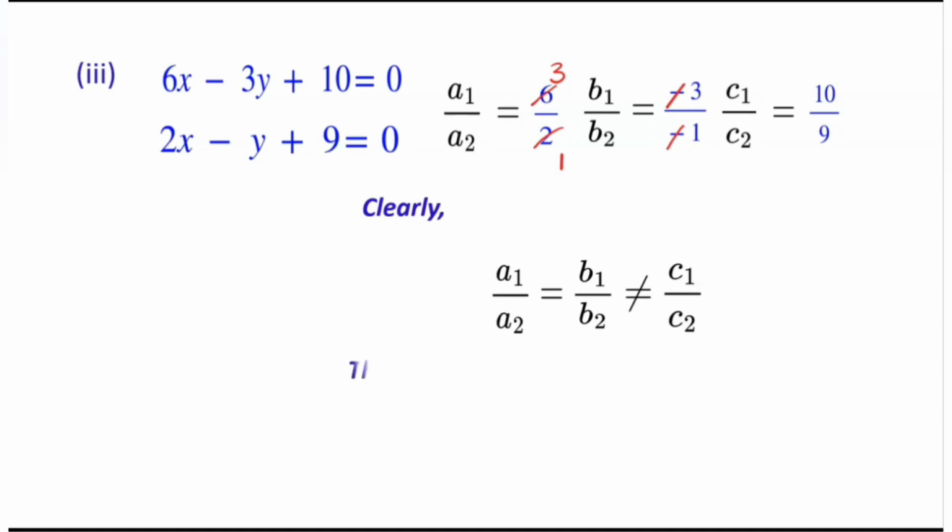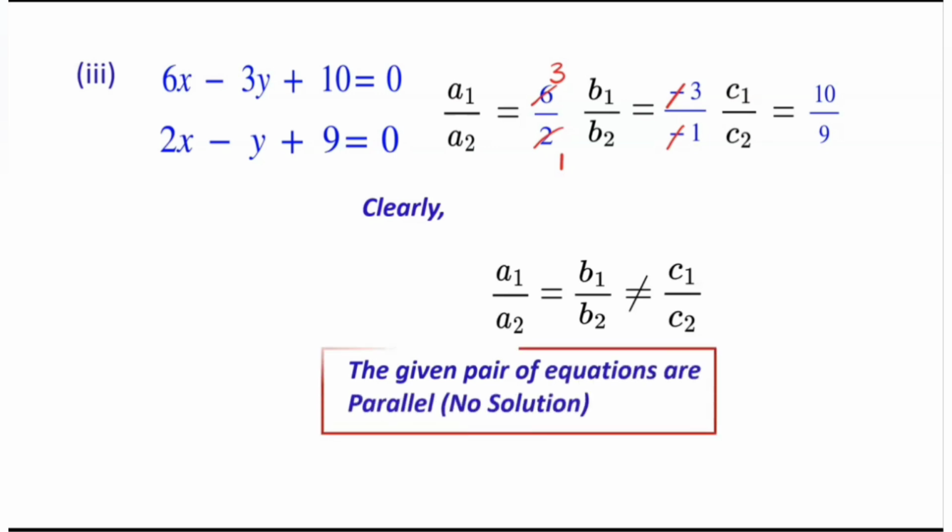So what happens in this type of case? The two given equations are parallel to each other, so they don't intersect at all, they don't have any point in common, so they don't have any solutions. Now coming to the next question.